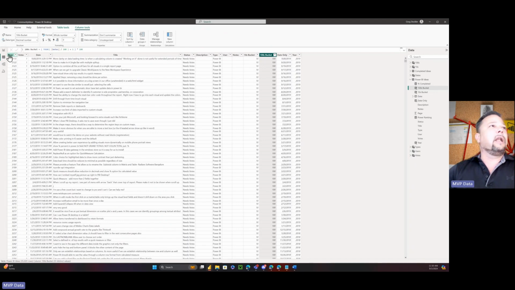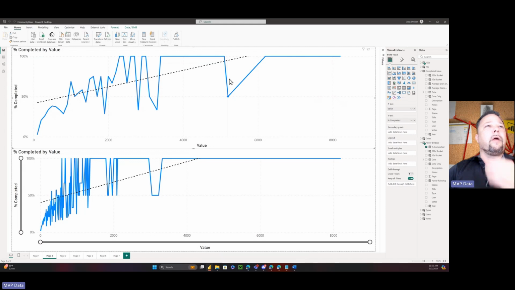So yes, I use calculated columns. I'm not ashamed to admit it. All right, so that's how I ended up getting the calculated column, or these buckets of values.